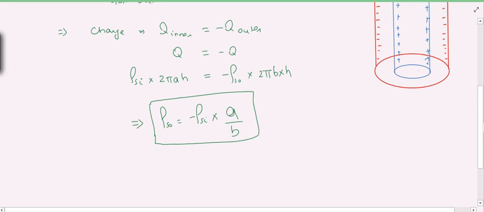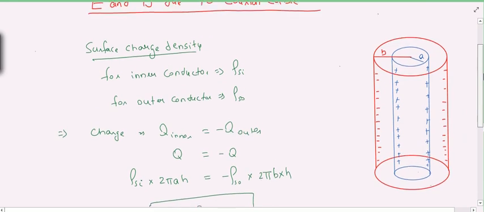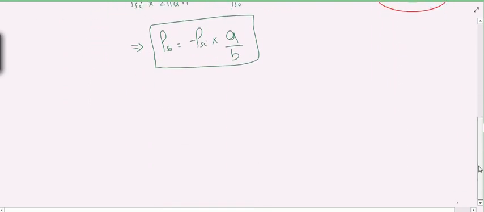So we can write electric field intensity and displacement flux density in terms of any of the surface charge densities, and then we can relate both of them. Now we will apply Gauss law on this surface. If I take a Gaussian surface inside this cylinder, it will also be a cylinder of some radius. I'm taking the cylindrical coordinate system because I'm taking a cylinder.